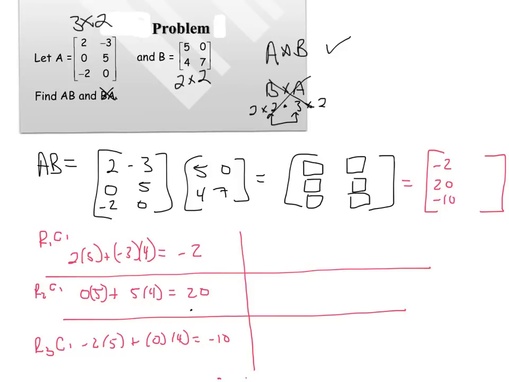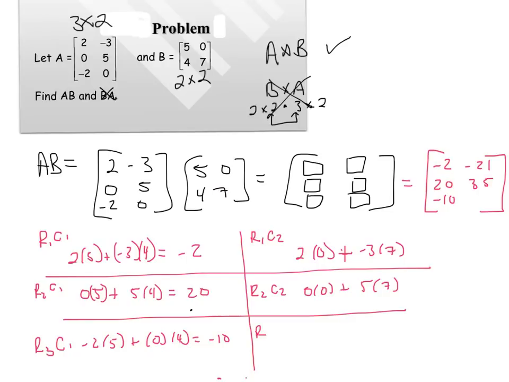And so now I'm going to start my second column. Okay, so this is the second column in the resulting matrix, so I'm going to work with row 1, column 2, and so I get 2 times 0 plus negative 3 times 7. That should be a plus there, and that's negative 21. So row 2, column 2. This one's kind of nice because we have 0 times 0 plus 5 times 7, and that's 35.